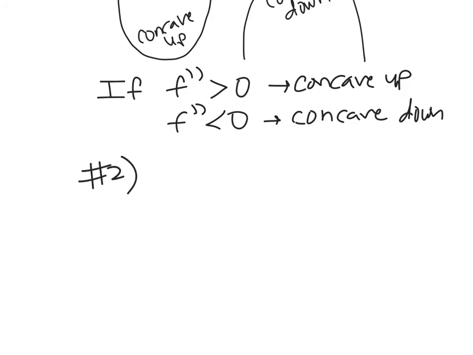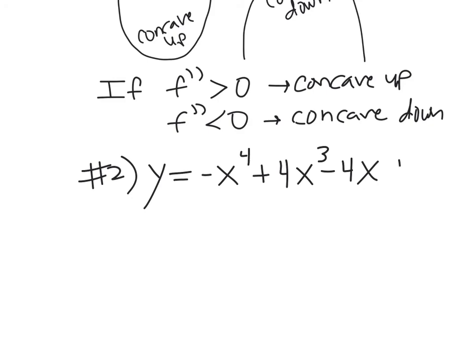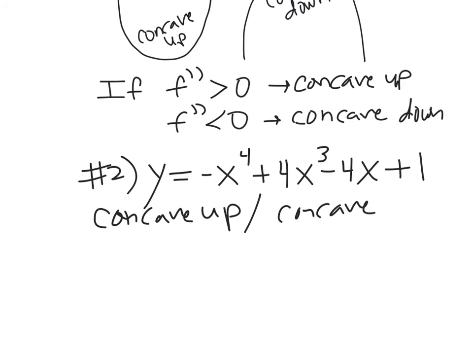All right, this one's tough. Suppose that y equals negative x to the 4th plus 4x to the 3rd minus 4x plus 1. It says to use the concavity test to determine where this graph is concave up and concave down. So we're looking for intervals.